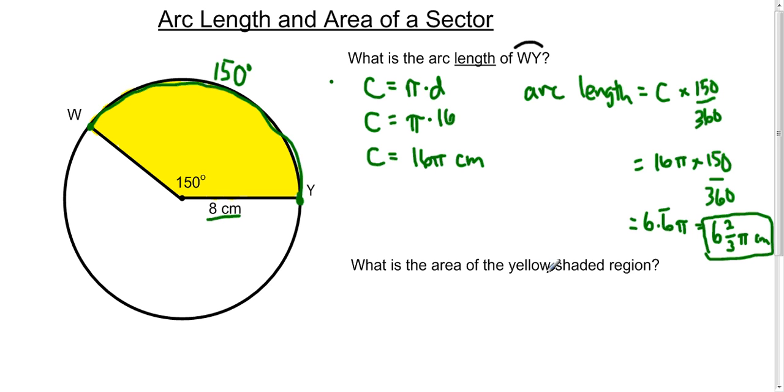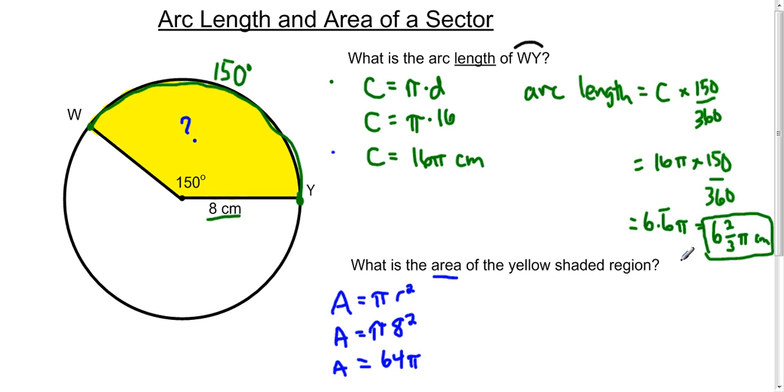All right, the second question is, what's the area of the yellow shaded region? So I'll switch up to blue here. And it's a very similar idea. We're asking for area, and the area of a circle is pi times the radius squared. So the area is, in this case, pi times 8 squared, which would be, our exact answer would be 64 pi. And that is the area of the entire circle. That's the yellow and white part put together.